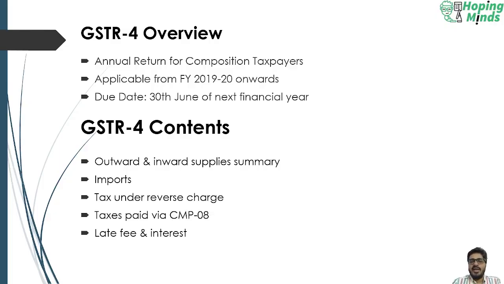Then imports: any imports made during the financial year are required to be disclosed in this column. Then taxes under reverse charge: any inward supplies that fall under the reverse charge mechanism are required to be declared in this table. And the taxes paid via the CMP-08 form shall be auto-populated in this column, that is the tax paid via CMP-08 column, and the late fee and interest for the financial year will be filled up in the late fee and interest column.